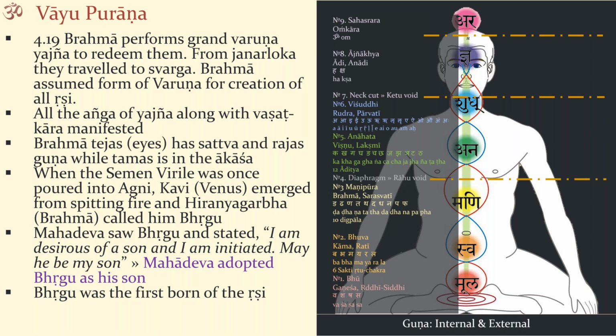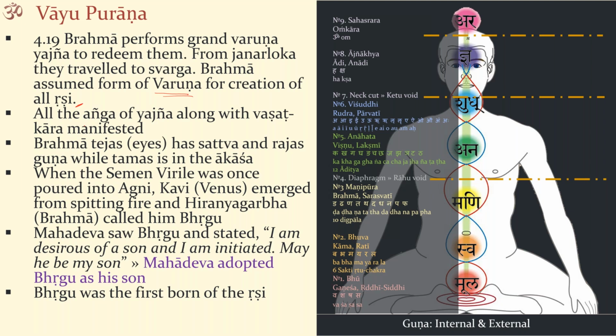From Janar Loka, some of them traveled to Swarga Loka. They came via Maharloka. So Brahma assumed the form of Varuna for creation of all the rishis. Because Brahma himself cannot create the rishi, so who created the rishi in the beginning?